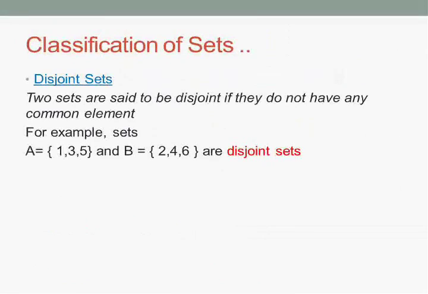Disjoint sets. Two sets are said to be disjoint if they do not have any common element. For example, sets A equal to the set {1, 3, 5} and B equals the set {2, 4, 6} are disjoint sets.